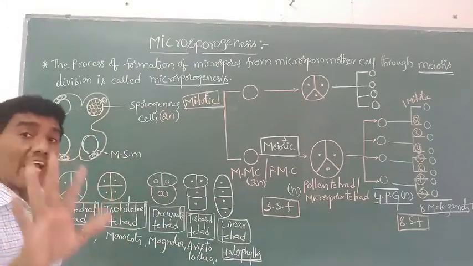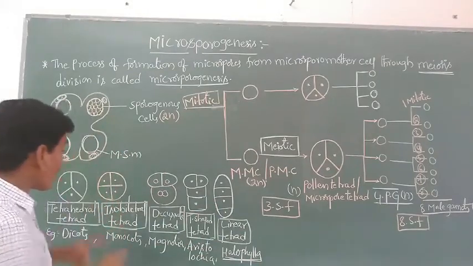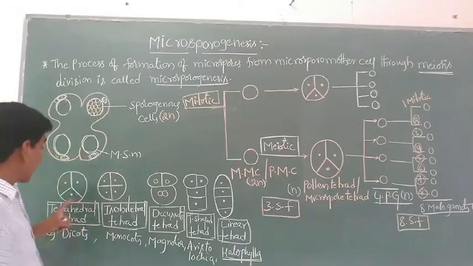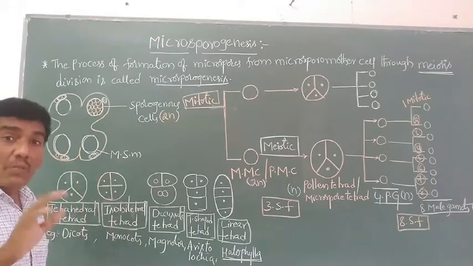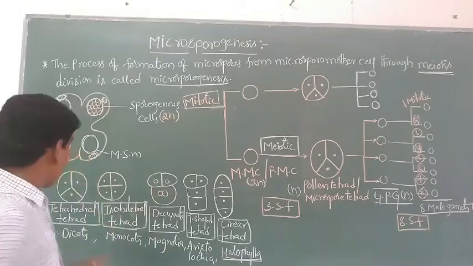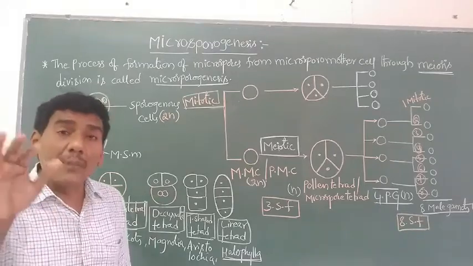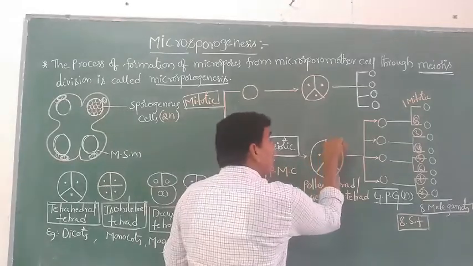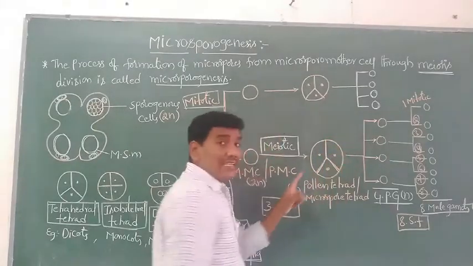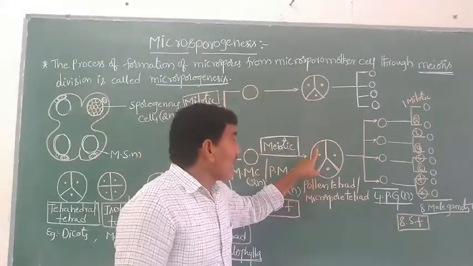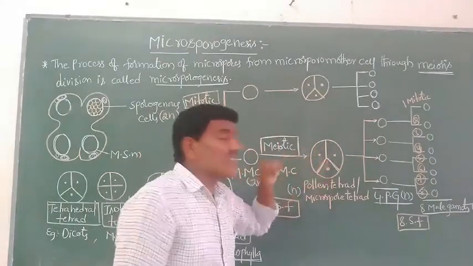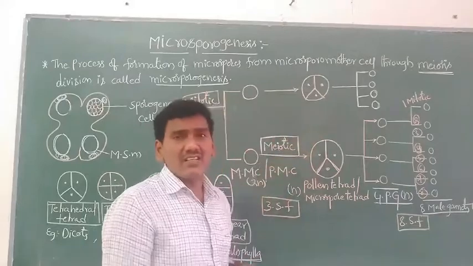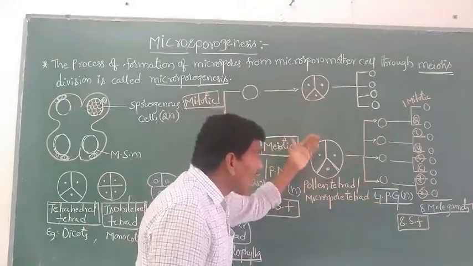Among these five types of tetrads, the most common type present in all angiospermic plants is the tetrahedral tetrad. Here, this is one tetrahedral tetrad. In the tetrahedral tetrad, approximately three pollen grains appear. Where is the one more pollen grain? The fourth pollen grain is located at the back side of the tetrad.